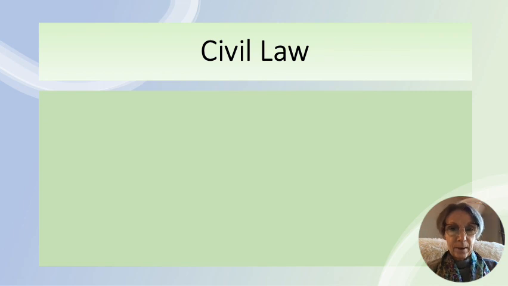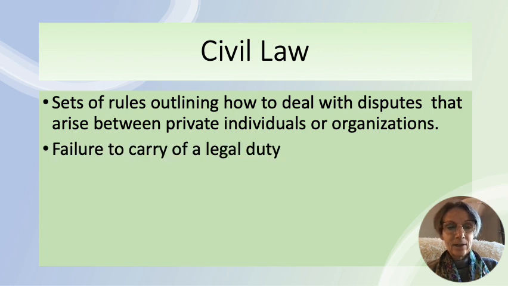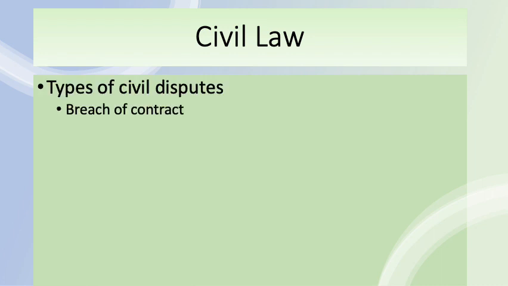Okay, so let's refresh our memories on what the definition of civil law is. It is the set of rules outlining how to deal with disputes that arise between private individuals and organizations. It's also the failure to carry out a legal duty. So let's look at specific types of civil disputes and some examples of civil resolution. So these are the most common types of civil disputes. One is a breach of contract, okay?